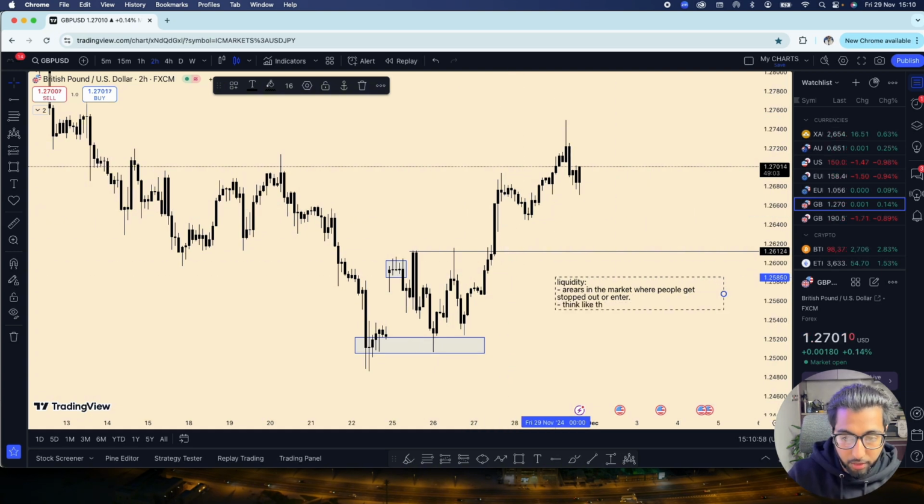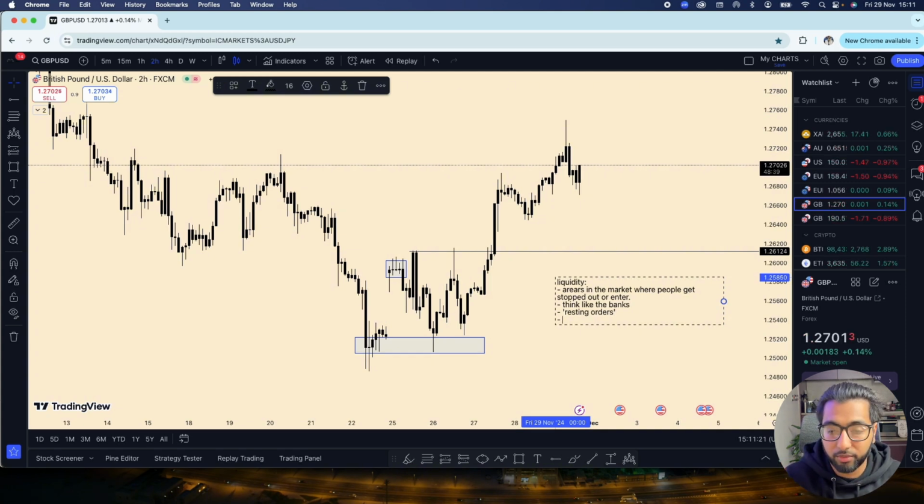Number 2, think like the banks. Number 3, these are just resting orders. Liquidity is basically just resting orders where people are waiting for their area to get tapped in, for their sell to get tapped in. People are just waiting for that, right? So once they get tapped in, that's where the majority of the move is going to happen. Like I said, it's where orders are filled.